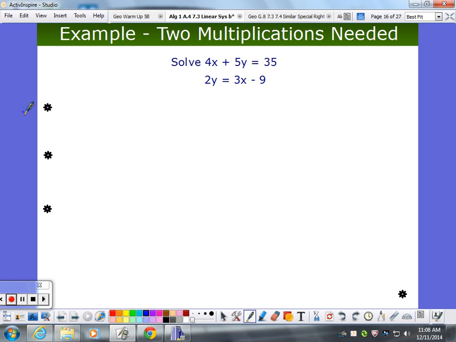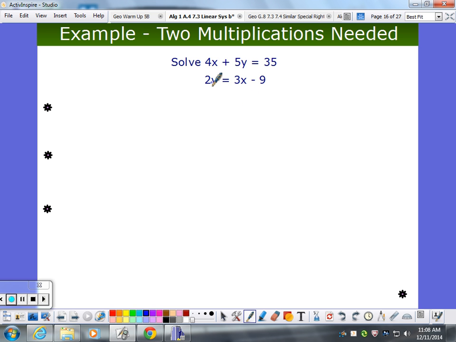So here's another example. We are on page 2. 4x plus 5y equals 35, and 2y equals 3x minus 9. So first things first, what do I have to do first? You have to make the bottom equation and the top equation match each other, so you have to put the 3x on the side. Awesome. On both sides. Absolutely.